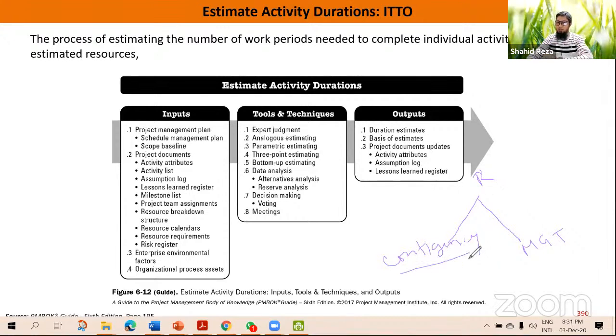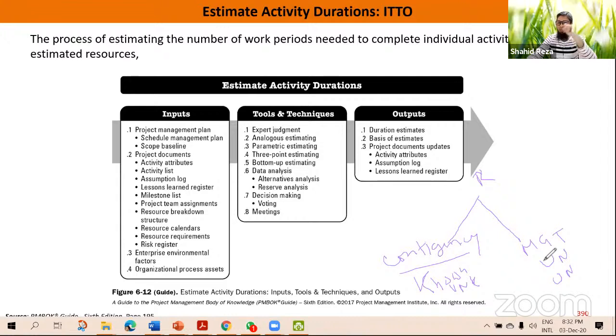So what is contingency reserve? That is to deal with known unknown situations. You can write known unknown situations, meaning জানা অজানা situation. The other is unknown unknown situation. For this, we use management reserve.